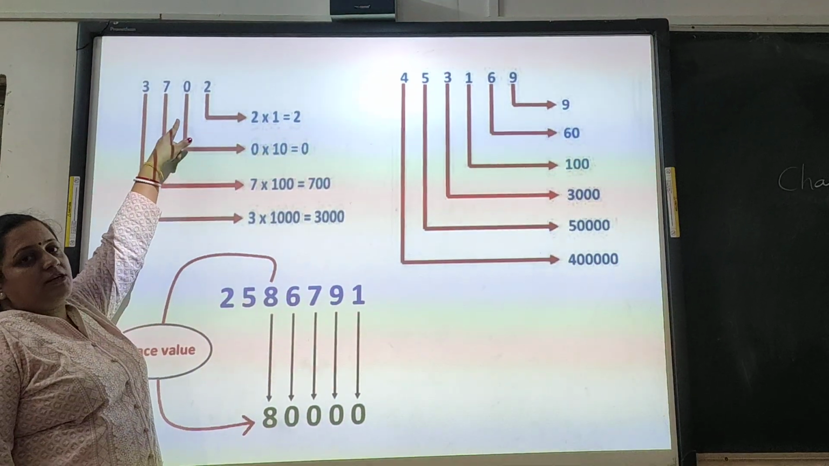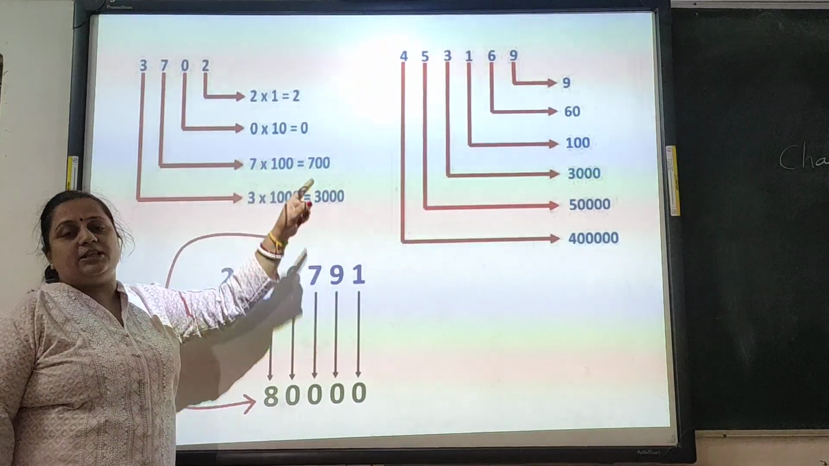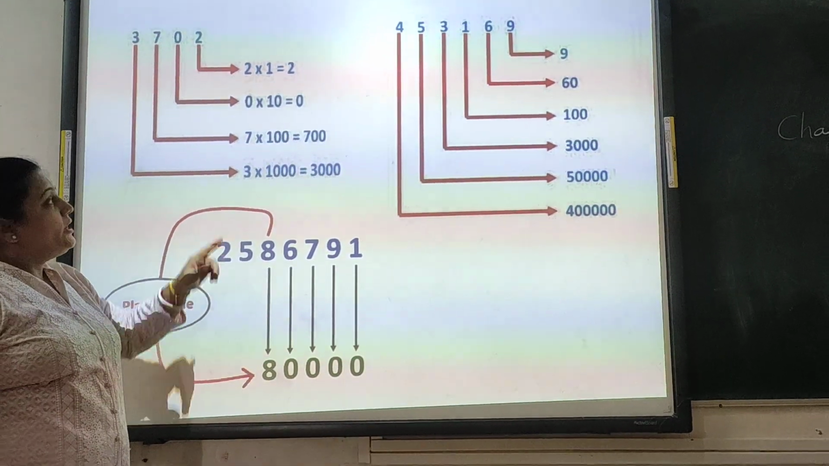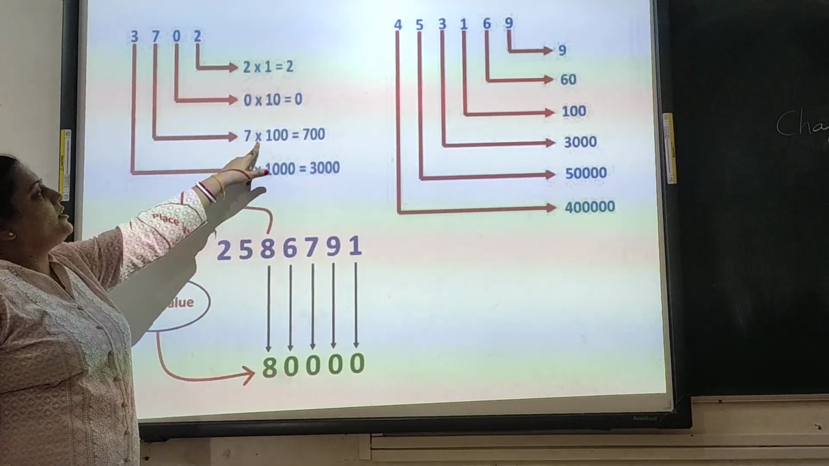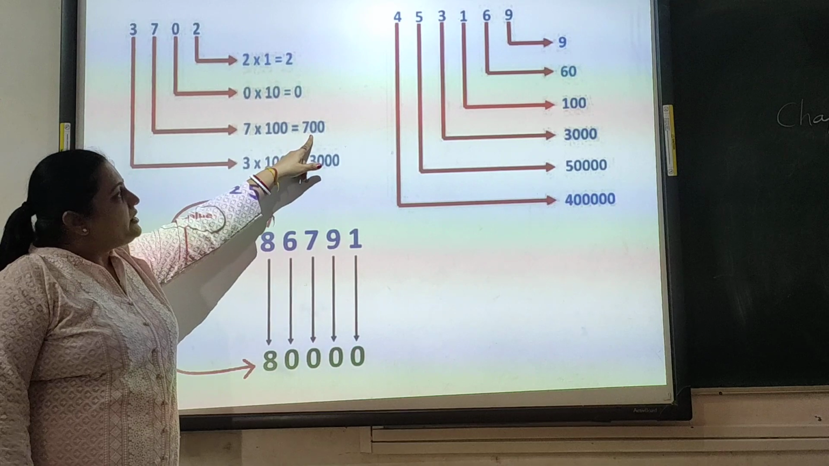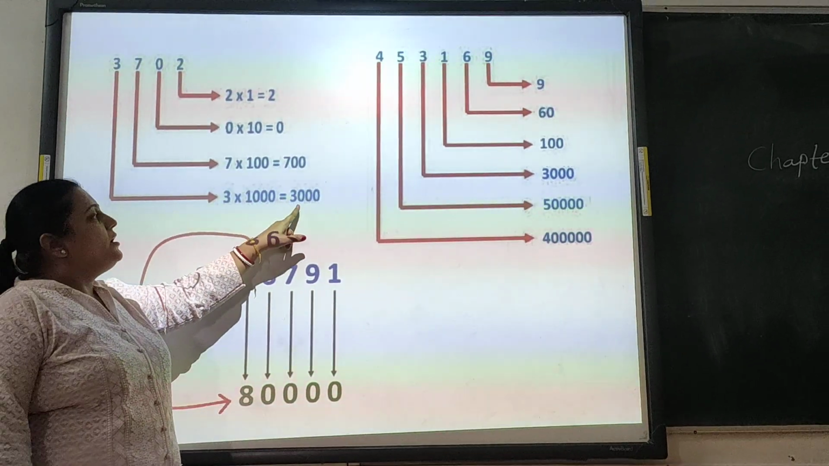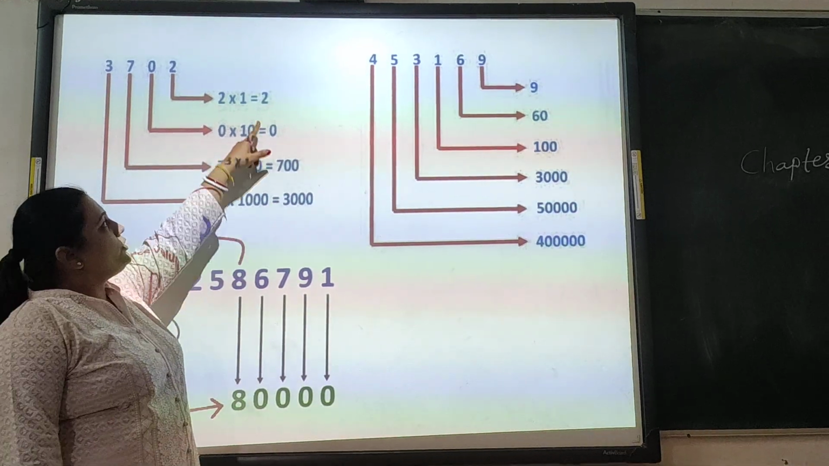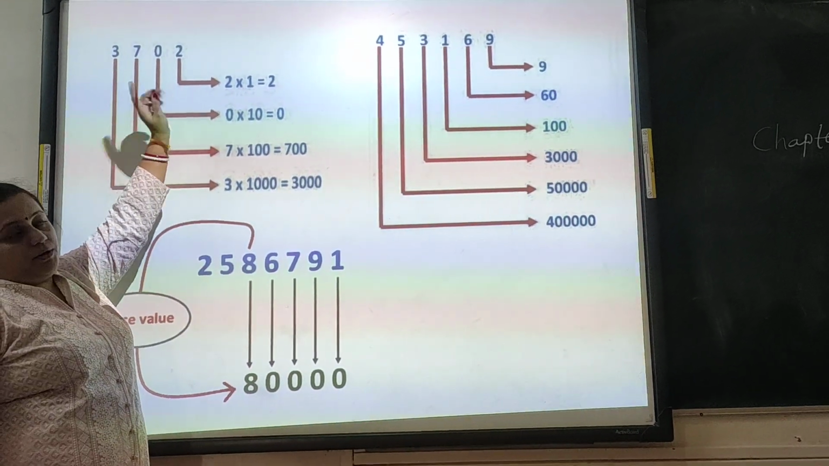Now 0 is on the tens place. So 0 into 10. As you know, when we multiply any number with 0, the answer is 0. So its value is 0. Then 7 is on the 100 place. So 7 into 100, 700. And 3 is on the 1000 place. So 3 into 1000, 3000. If you add all these 4 values, you will get this number only.